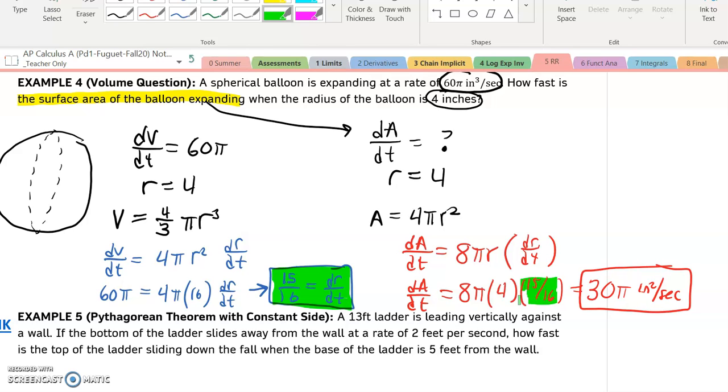Just as, again, another reminder, there were no constant values in this question because the radius was always changing when the spherical balloon was expanding, so we weren't able to substitute anything until after we took the derivative here, okay? We're out of time on this first video.